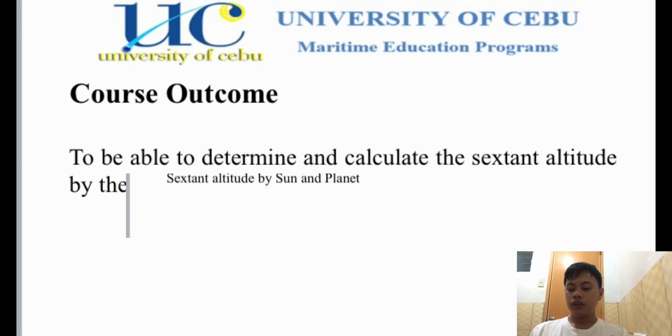There are several ways to use a sextant. Some are easy and some are very complicated to use. The easiest method to use is the noon sight.